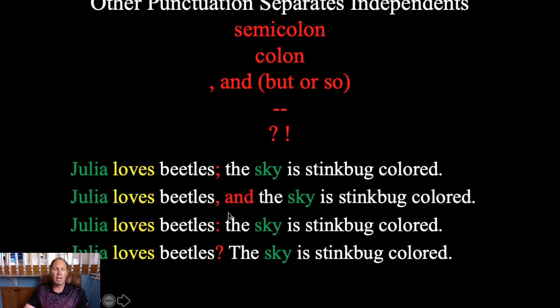So even though they have the same mathematical quality, they're equal to a period, they mean differently, as does a colon, as does a question mark. Oh, let me read the sentence. Julia loves beetles? The sky is stink bug colored. Now what if I put an exclamation point here? Julia loves beetles! The sky is stink bug colored. Punctuation matters, but for our purposes as we create a system, what's most important for you to know is that each of these elements is the same as a period.